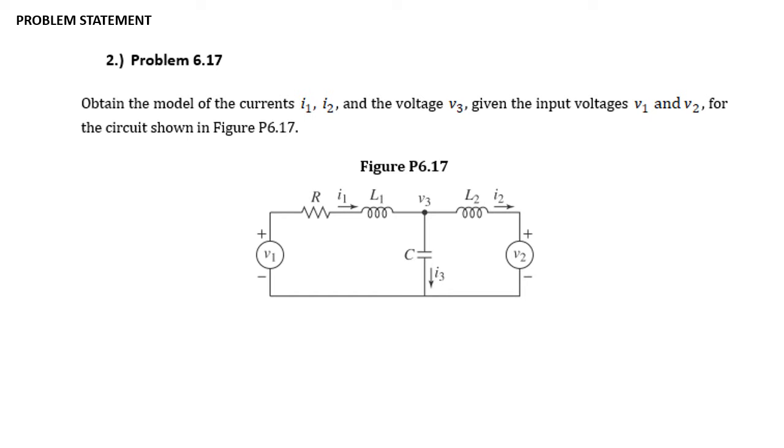So I'm going to go through problem 6.17 from homework 3 for ME 111 System Dynamics. In this problem for your homework, they asked you to obtain the model of the currents I1, I2, and the voltage V3 given the input voltages of V1 and V2 for the circuit shown down here. So there are your input voltages V1 and V2 that they reference right here, and they want you to find this I1, I2, and the V3 right here.